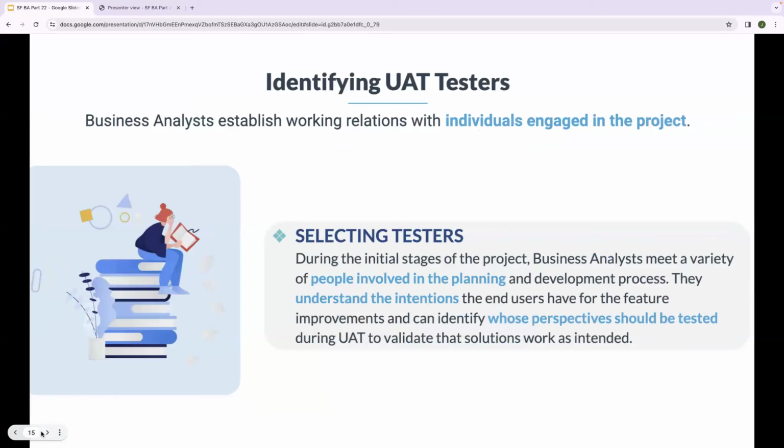Identifying UAT testers. Business analysts establish working relationships with the individuals engaged in the project. Selecting testers. During the initial stage of the project, business analysts meet a variety of people involved in the planning and the development process. They understand the intentions the end users have for the future improvement and can identify whose perspective should be tested during UAT to validate that solutions work as intended.